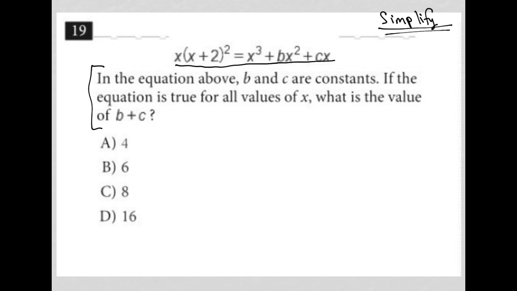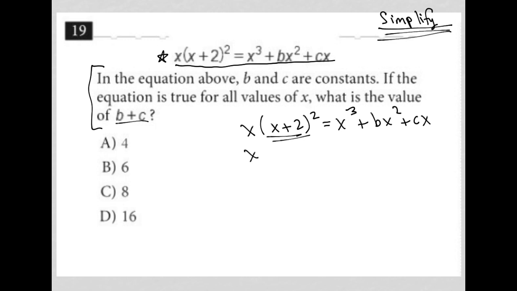So the question says, in the equation above, b and c are constants. If the equation is true for all values of x, what is the value of b plus c? Well, I don't know what the value of b plus c is. When I look at this equation, I don't see that it's obvious to determine what the value of b plus c is. But because I know it's a simplify question, I am going to take the equation that I have been provided, and I'm going to just simplify it as much as I can and just see what happens. And I trust that once I've simplified it, it will become more obvious to me what the value of b plus c is.